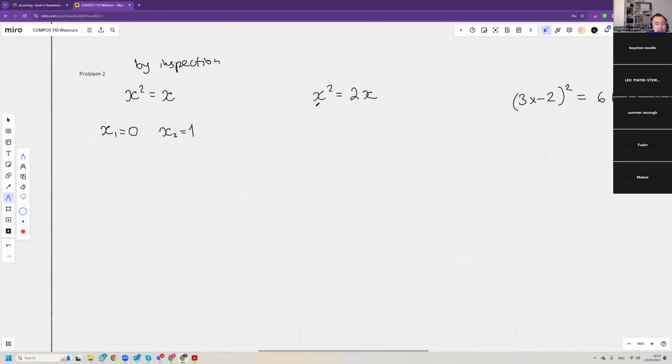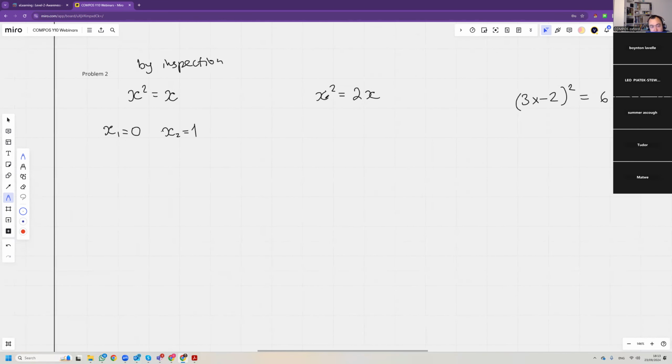Here, a number squared is equal to 2 times that number. Well, one of the possibilities is 0, of course, because 0 squared is 2 times 0. Another way is saying, well, it can be 2, because 2 squared is the same as 2 times 2. So the second solution is 2.